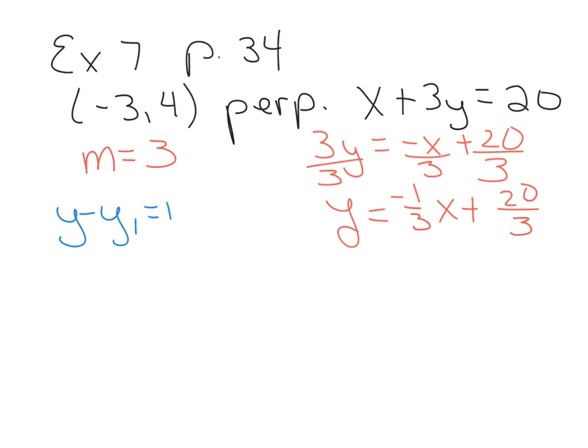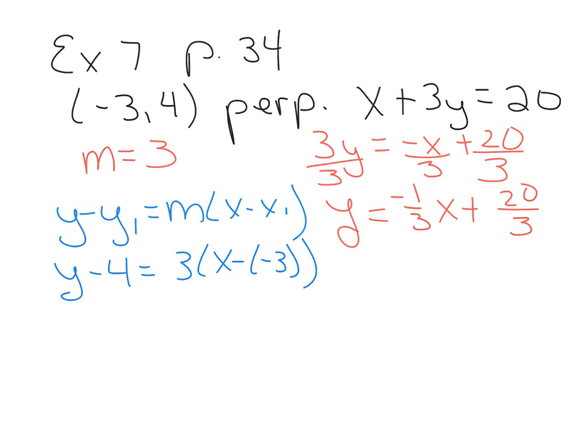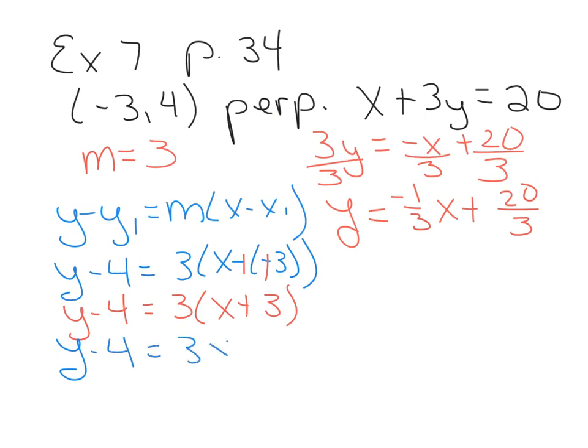y - y1 = m(x - x1), and we're going to put the slope of 3 in here and this point x1 and y1 in here. So that will be y - 4 = 3(x - (-3)). And do not forget to simplify these before you start doing any distribution. So y - 4 = 3(x + 3). Now that turns into y - 4 = 3x + 9.